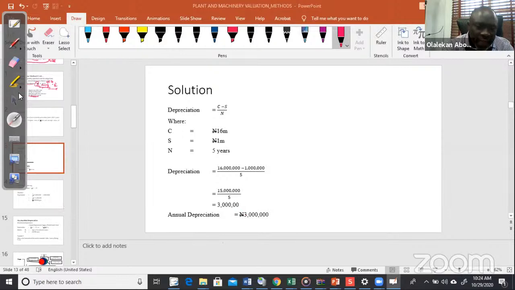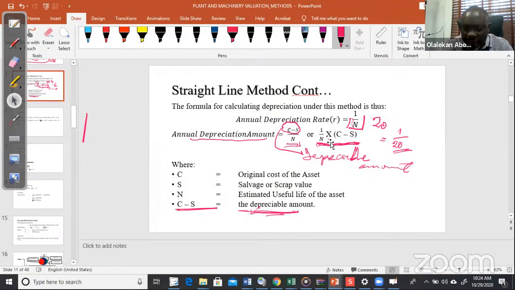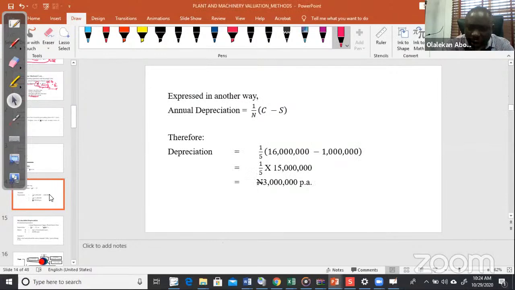Before I go to the next slide, I just reworked that in another way, based on the equation I gave you here. I re-expressed it in terms of the depreciation rate and your depreciable sum, which is 1 over n multiplied by cost minus salvage value or scrap value. I reworked it on this slide, so use whichever one is convenient for you.